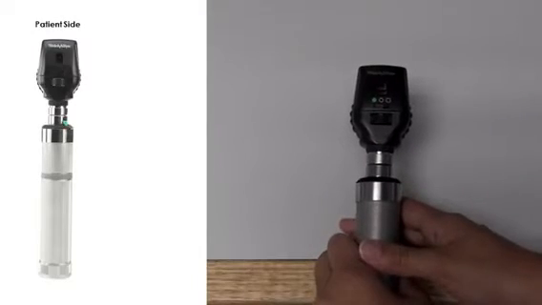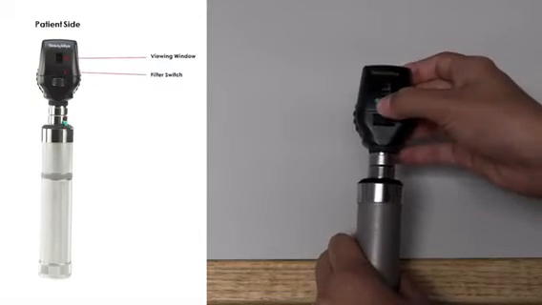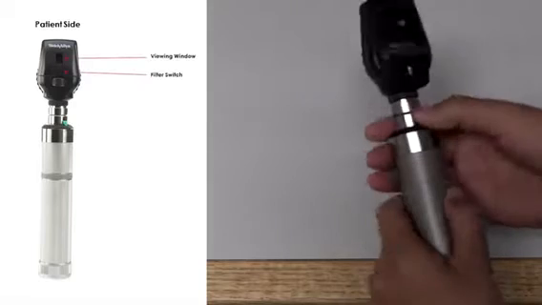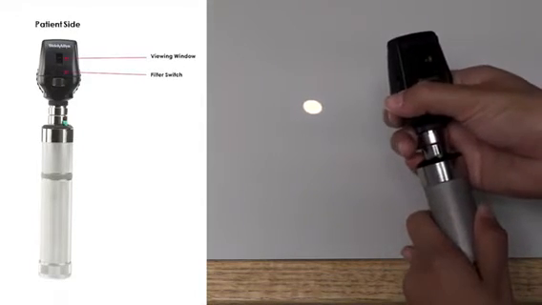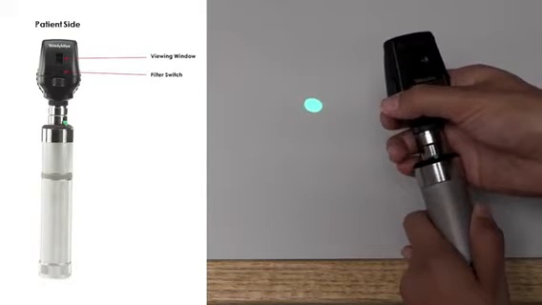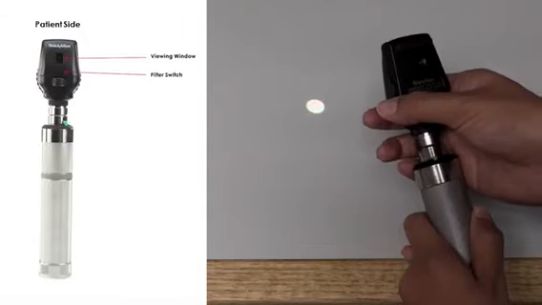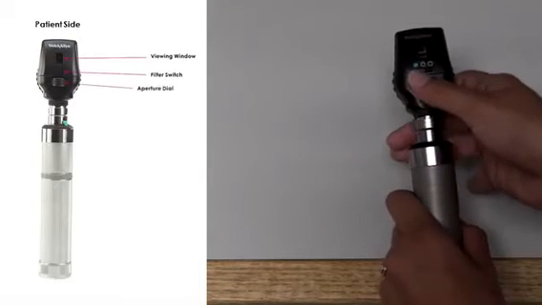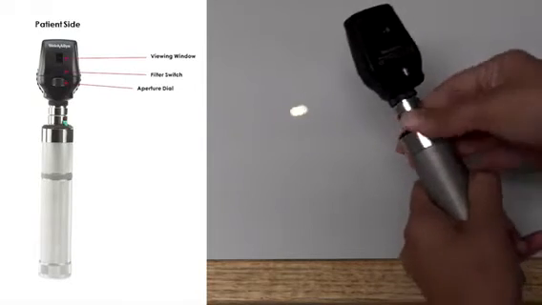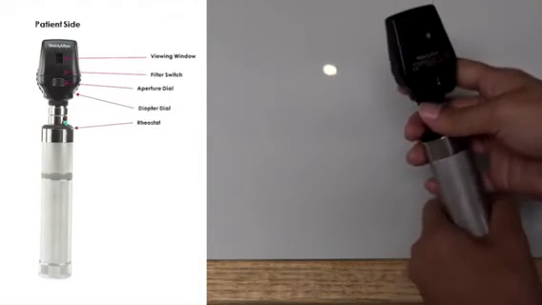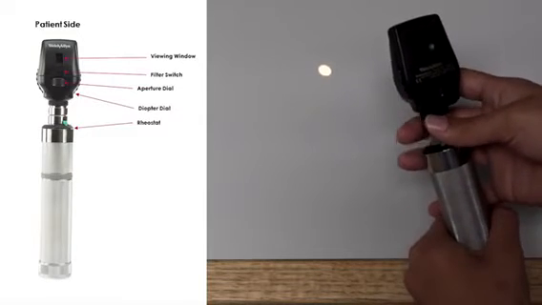The patient side includes the viewing window and the filter switch. This switch allows you to change the color of the light. The red-free light allows you to look more closely at the vasculature. The aperture switch allows you to change the size of the light. The small aperture allows you to look at a constricted pupil in a well-lit room.